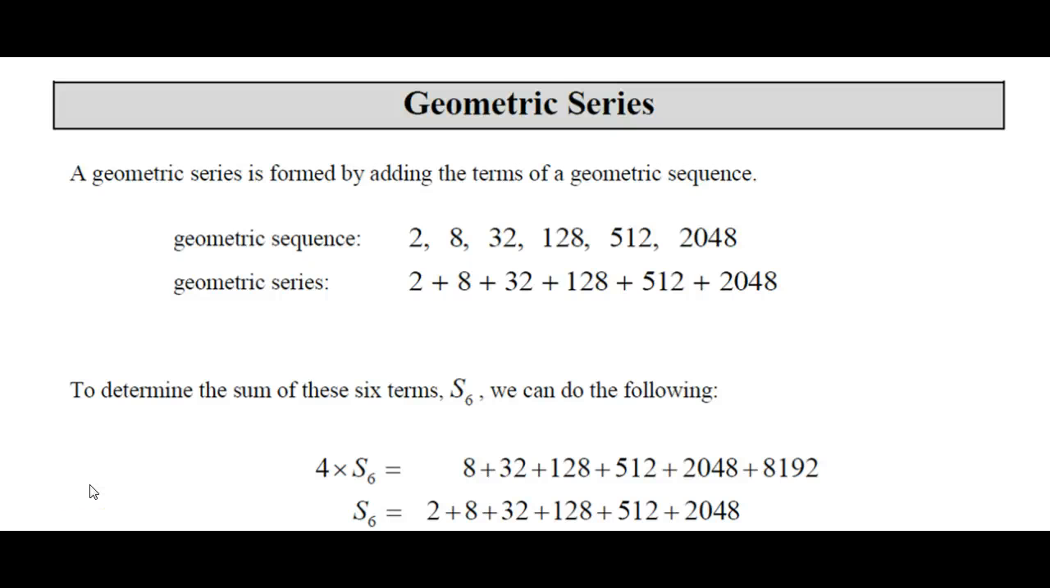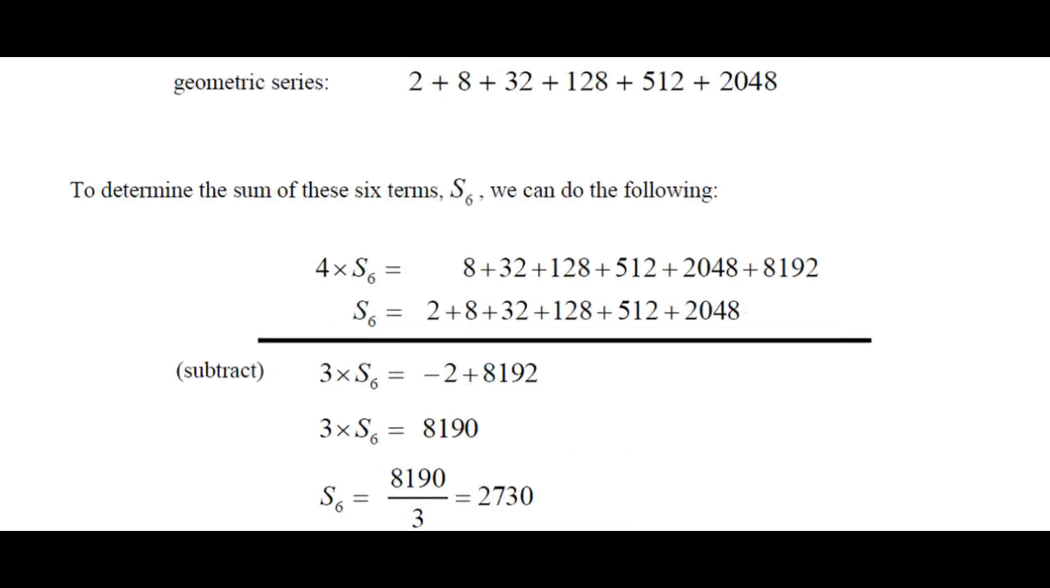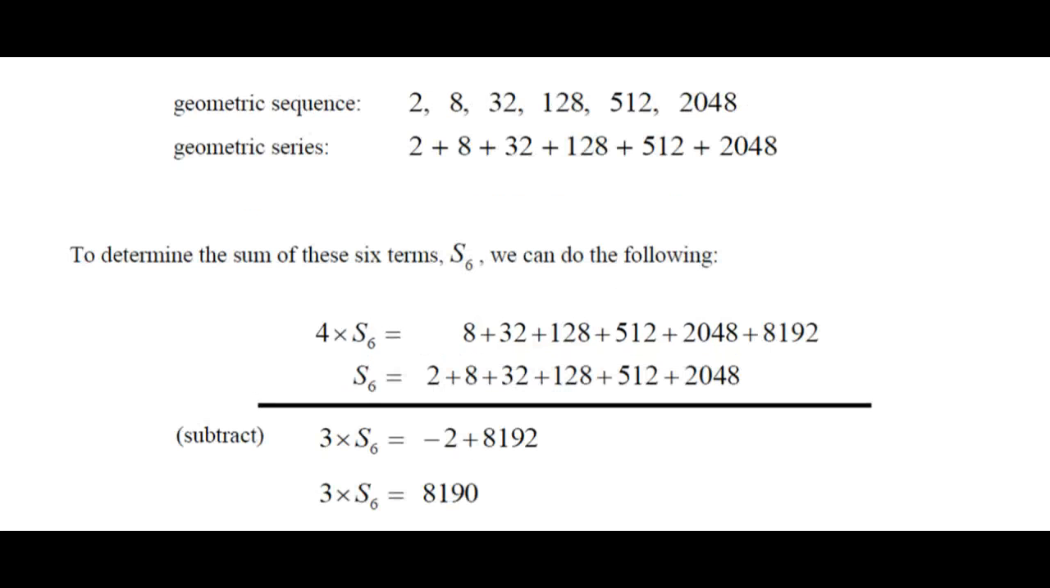Okay, a geometric series is formed by adding the terms of a geometric sequence. To determine the sum of these six terms, we can do the following. So we've got S6, the sum of six terms, right? Which is going to be 1, 2, 3, 4, 5, 6.